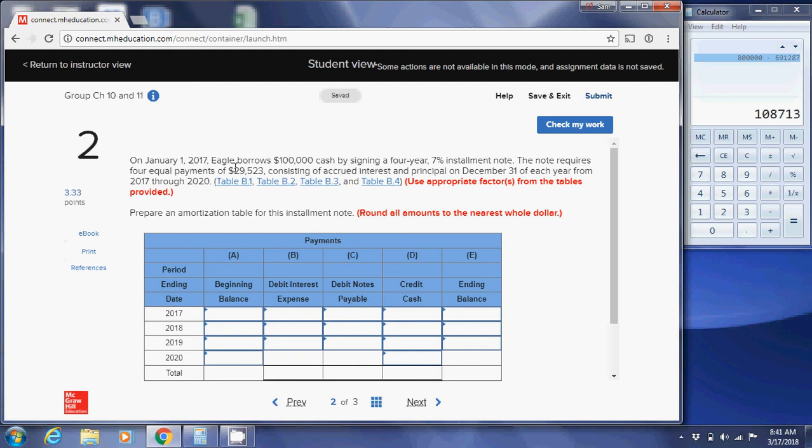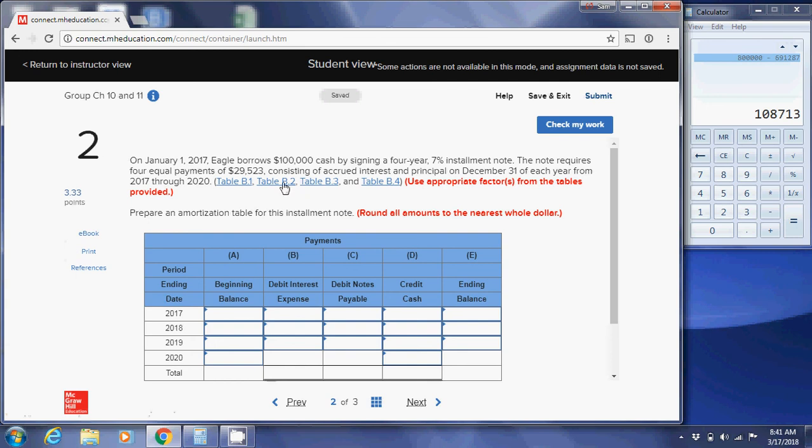On January 1, 2017, Eagle borrows $100,000 cash by signing a 4-year 7% installment note. The note requires 4 equal payments of $29,523, consisting of accrued interest and principal on December 31 of each year from 2017 through 2020. And it's telling us to use appropriate factors from the tables provided to figure things out.